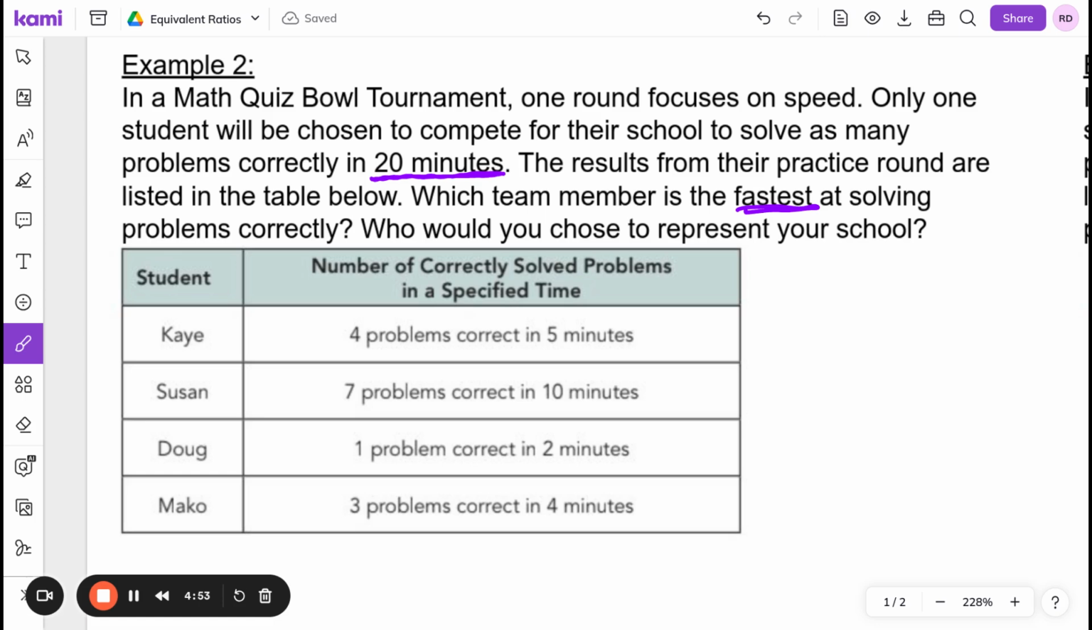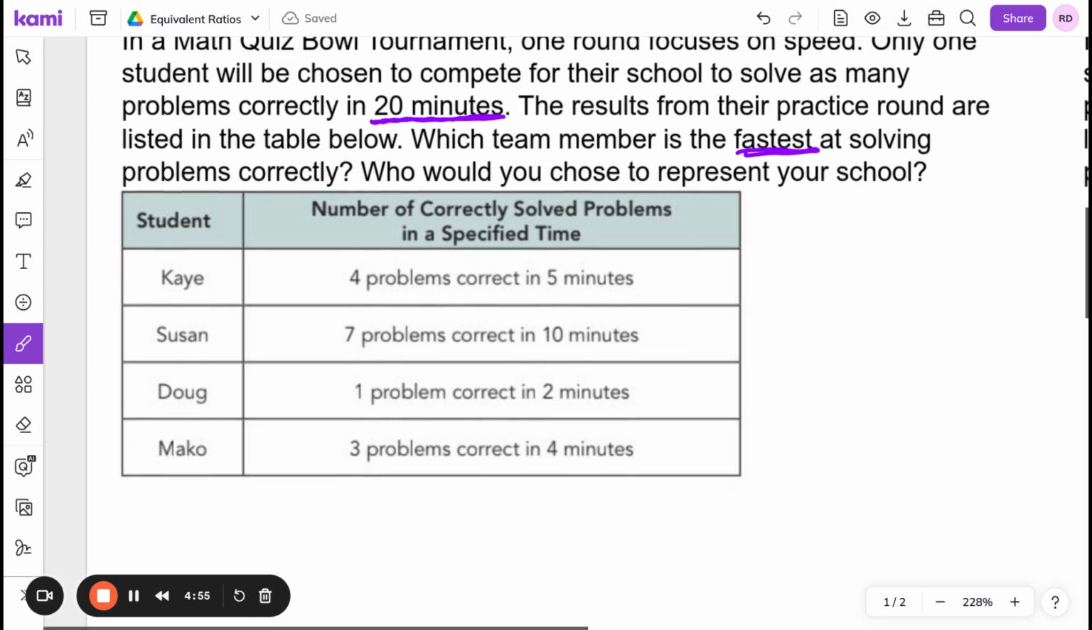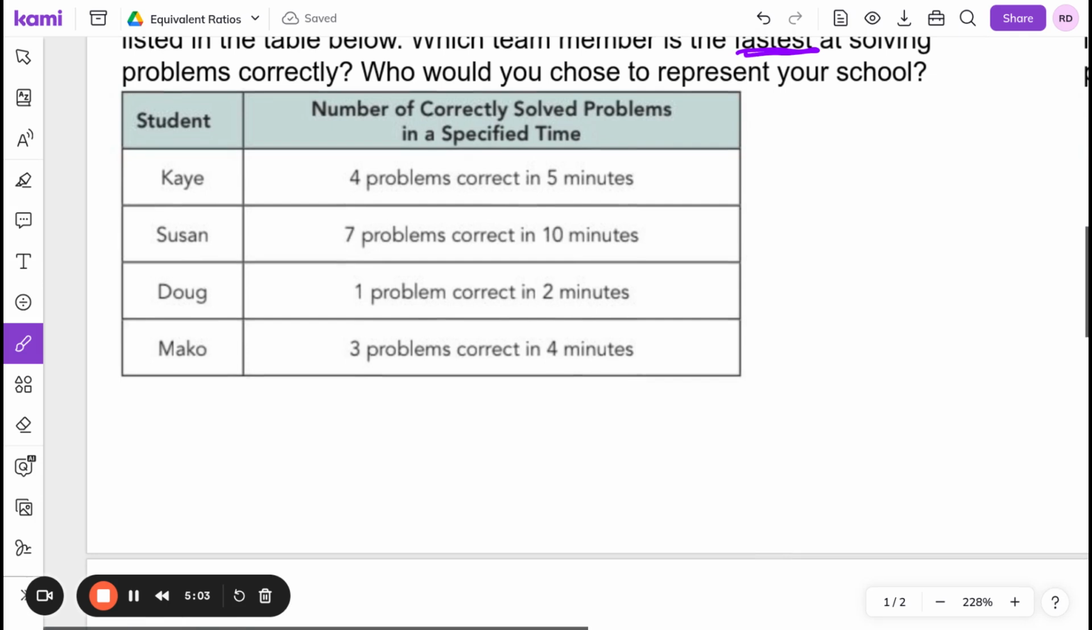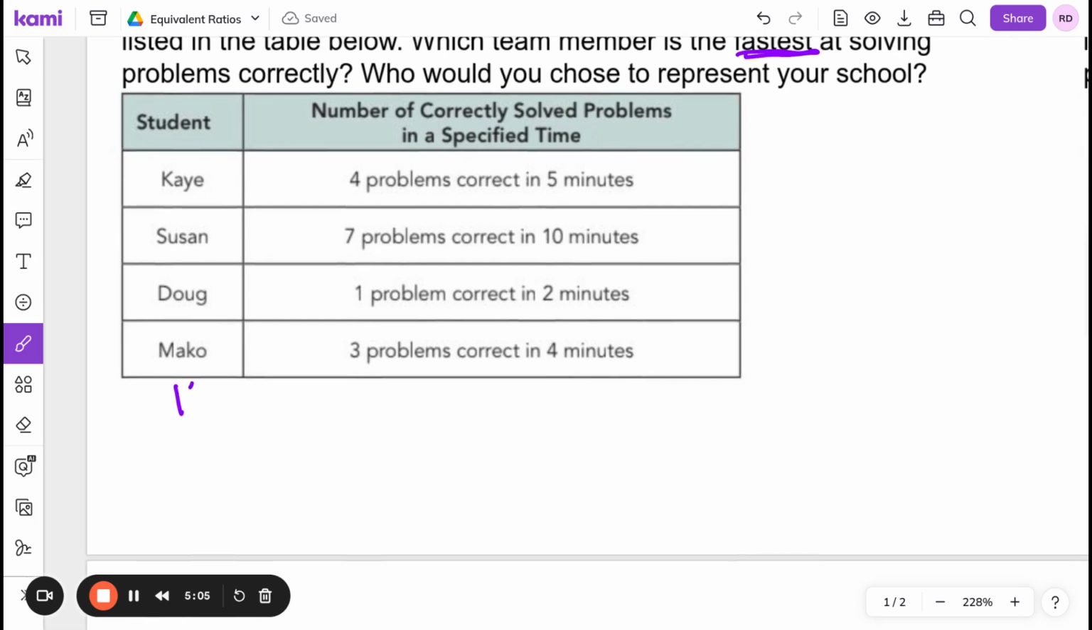But if you look at the table, none of them are currently testing for 20 minutes. So we're going to set up some proportions or create equivalent ratios to figure out who would be the best pick for our school. So we're just going to do the mathletes in order. So we have Kay, and her starting ratio is 4 problems in 5 minutes, but the competition is a total of 20 minutes.